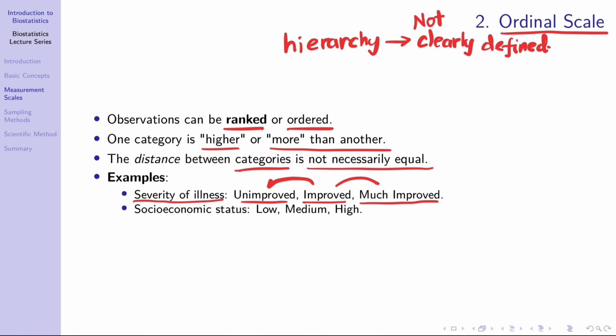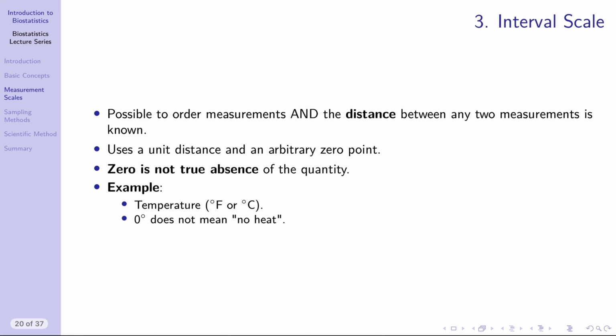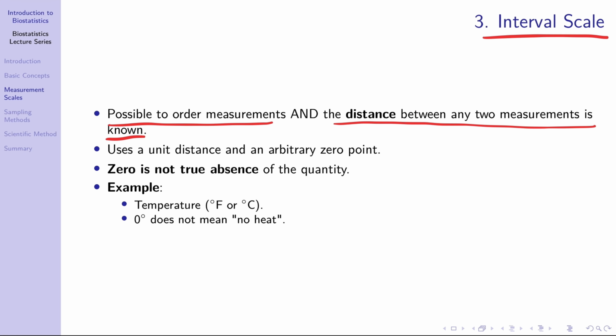Socioeconomic status is the same thing again: low, medium, and high. We do not know whether the difference between medium and high is the same as the difference between low and medium. So this is the ordinal scale of measurement. The third is the interval scale of measurement. Here it is possible to order measurements, and the hierarchy is well defined.